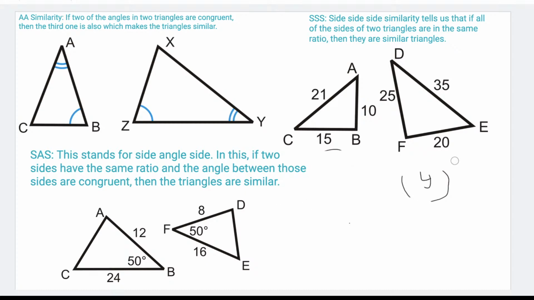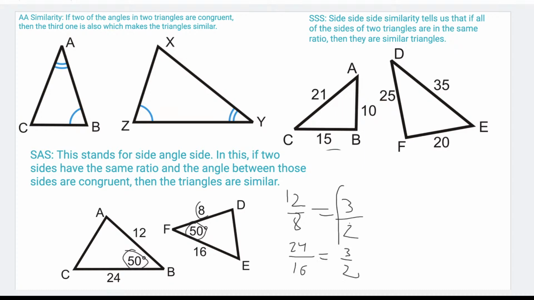Now SAS stands for side angle side. In this, if two sides have the same ratio, and the angle between those sides is congruent, then the triangles are similar. So in this case, we see 50 and 50. Now, this will be similar if these ratios are the same. So we see that the ratio of FD to AB is 12 over 8, and that's the same thing for FE to CB, 24 over 16. Now we'll simplify this to see if they are the same ratio or not. This is 3 over 2, and this is 3 over 2. The ratios are the same. The angle in the middle is also the same. That means they are similar.